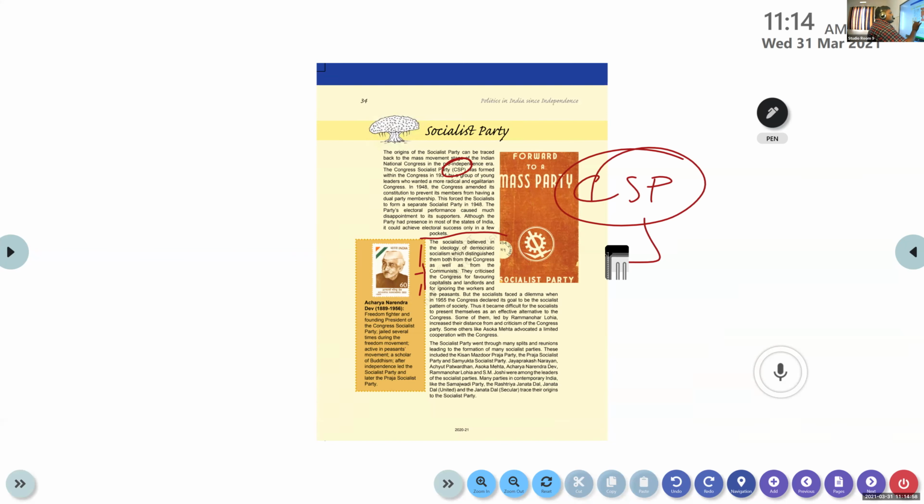What is that program? They are always doing something in favor of the capitalists, the owners of the industries, and the landlords. And they are not giving any importance to the workers and peasants. Clear or not? Workers and farmers. They are not giving any importance to the workers and farmers. That's the main allegation made by the CSP against the Congress.